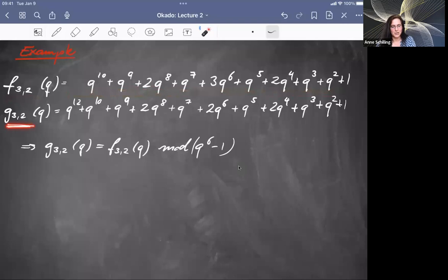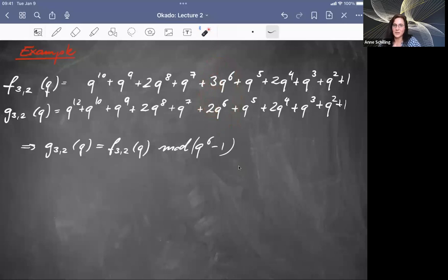If you compute G32, you get this polynomial. But you notice that if you take this modulo Q to the 6 minus 1, then the two polynomials are actually equal. And for the cyclic sieving phenomenon, since we want to insert the sixth roots of unity in this particular example, if two polynomials are equal mod Q to the 6 minus 1, they actually give you the same cyclic sieving phenomenon. So in particular here we have a Q to the 12, but mod Q to the 6 minus 1, this makes up for this difference here, where here we have a coefficient of 3, and here we have a coefficient of 2.